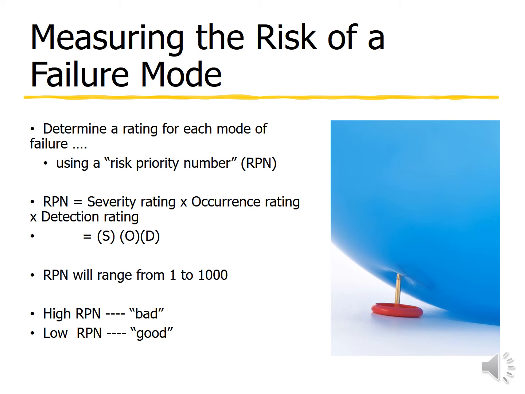Okay, measuring the risk of the failure mode. First, determine the rating for each mode of failure using the risk priority number. We call it RPN. RPN equals severity rating times occurrence rating times detection rating, meaning S times O times D. Okay, RPN will range from 1 to 1000. Higher RPN is bad, means not good. Okay, and low RPN is good.